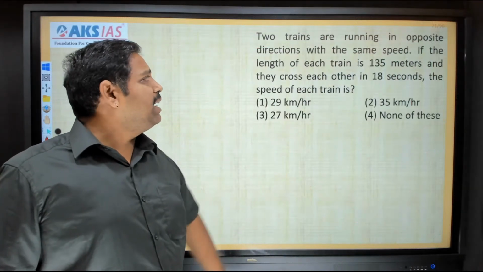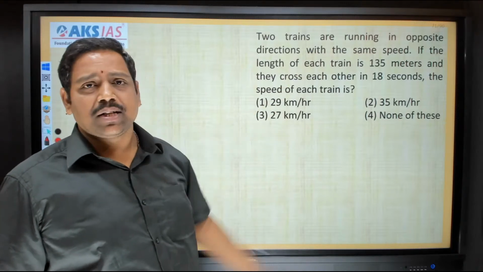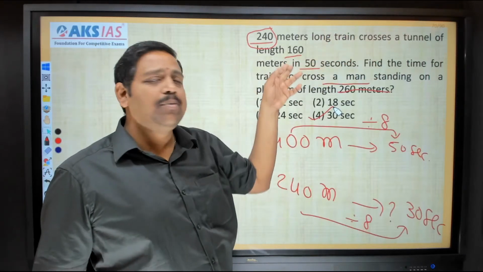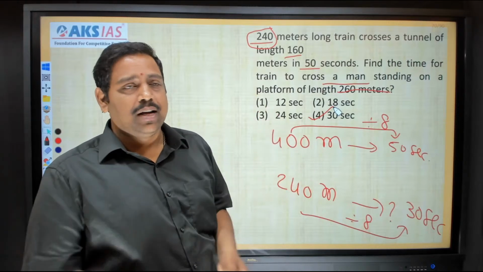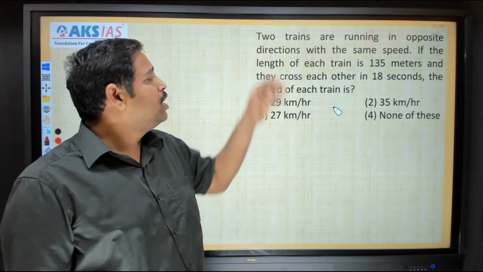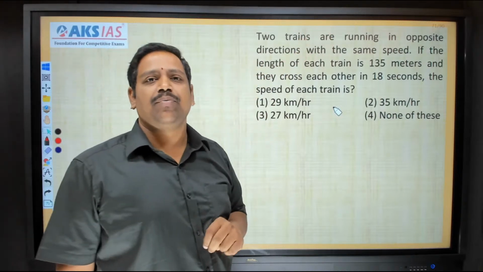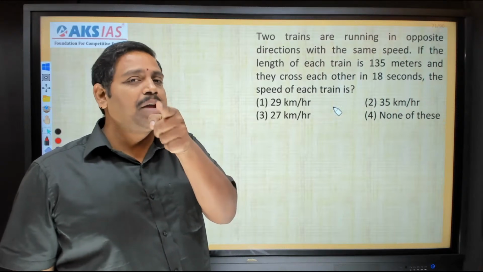Two trains are running in opposite directions with the same speed. Okay. So observe a point, my dear boys and girls. So far we have taken a train crossing a tunnel. Tunnel means its length is 0, its speed is 0. That means only one moving object. But here, two trains are running in opposite directions. Not one train. Two trains are moving. When two objects are in motion, we should imagine the relative speed. Keep that point in your brain.